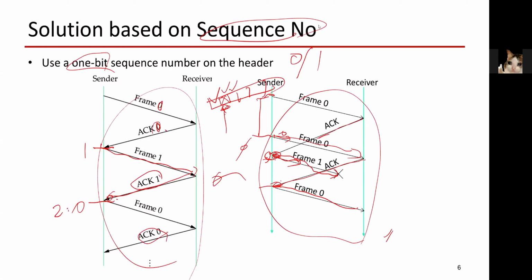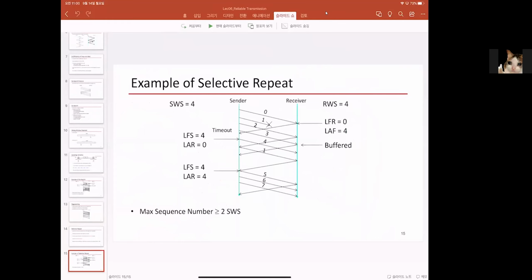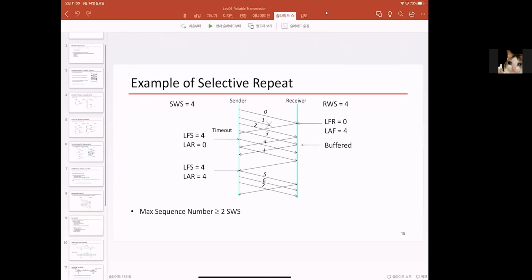So ACK should be specified. So ACK on which frame? Okay, therefore, our communication evolved in this way, and we have a more complex sequence number scenario. So if I show you this, so in page 15, sequence number could be much longer. In an example, I'm only using 5. It usually goes up to 128 in LTE communication.